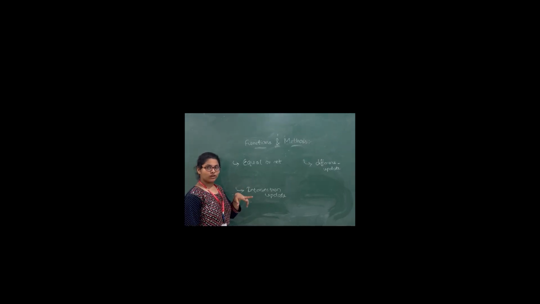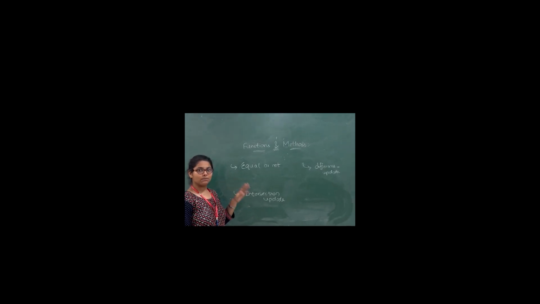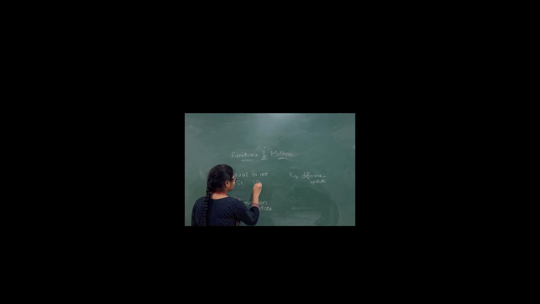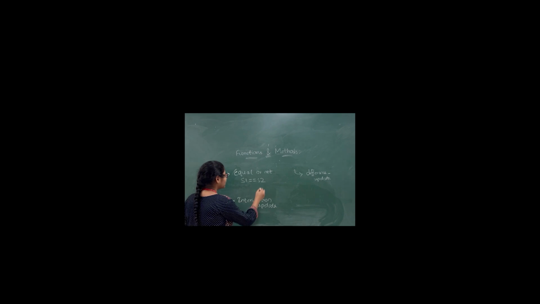Just like comparing two numbers, we can compare two sets. If all the elements of a set are present in the other set, then we say that both sets are equal. Like we consider S1 and S2, we can use the equal to operator to compare two sets. This will return true if two sets are equal, and S1 not equal to S2 returns true if two sets are not equal.